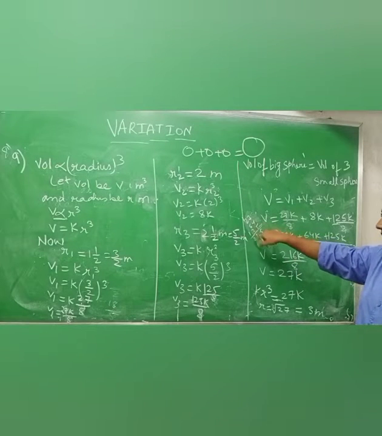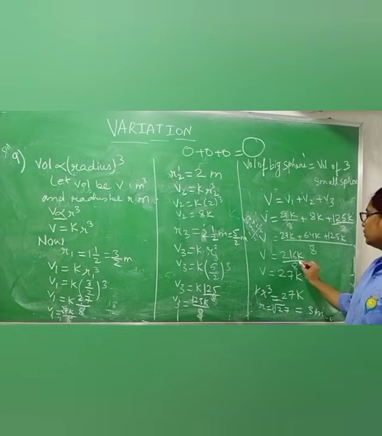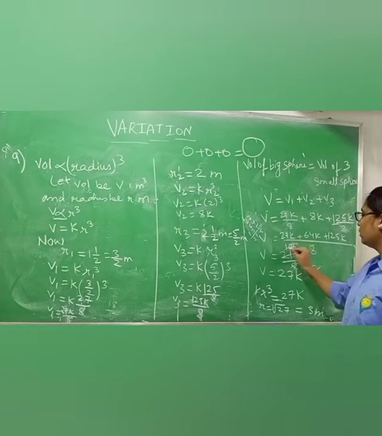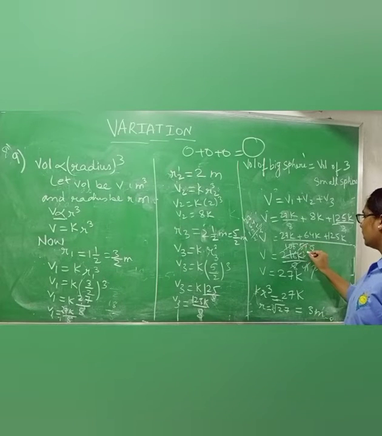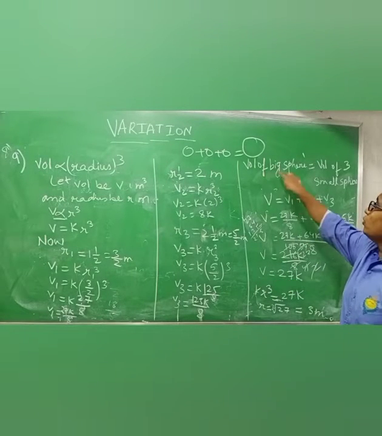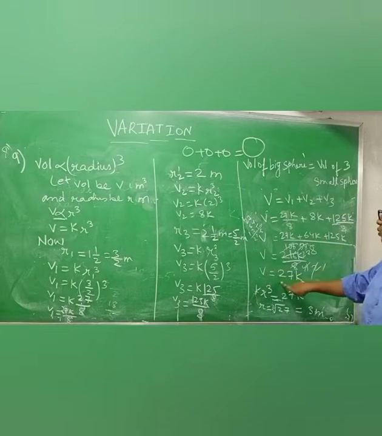I have already done this here. Now cancel this one. 2 fours are 8, 2 ones are 2, you have to put 1 0. 2 eights are 16. Then 2 twos are 4, 2 fives are 10, 2 fours are 8, 2 ones are 2, 2 twos are 2, 1 will come, 2 sevens are. So you are getting 27k. This means the volume of the big sphere, V, equals 27k.